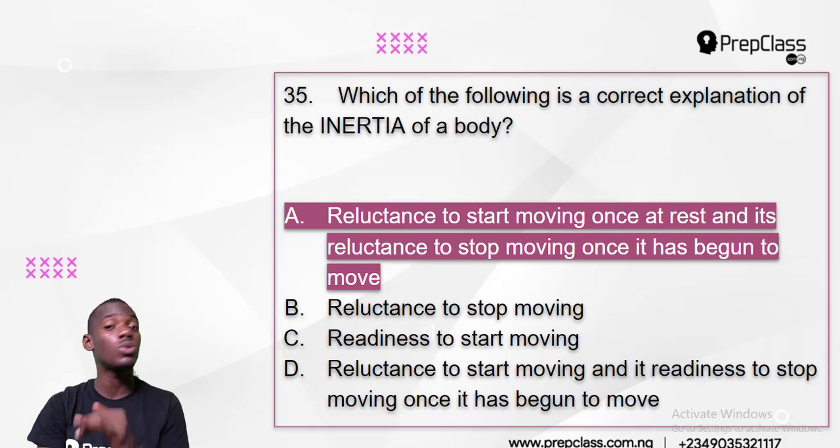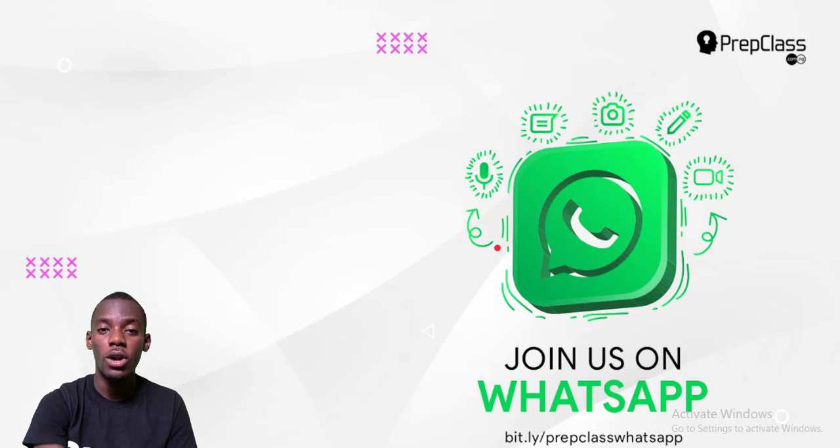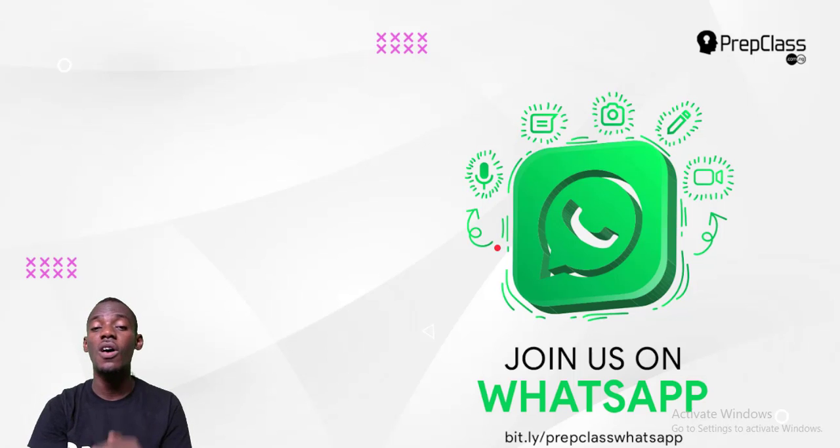That means it does not want to start moving. Okay, and it will move with uniform motion on a straight line. That means if it is moving, it will keep moving with uniform motion on a straight line, and that's what this one is saying. It doesn't want to move at first, and it is reluctant to stop. That means it will not stop easily once it has begun to move, and that's what we call inertia of a body. And that brings us to the end of this video.